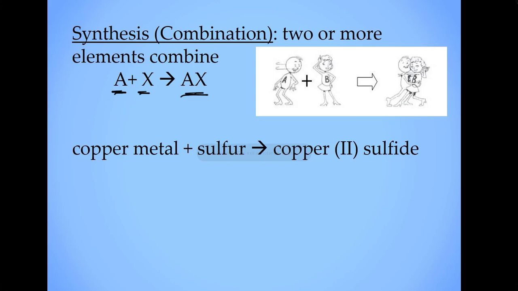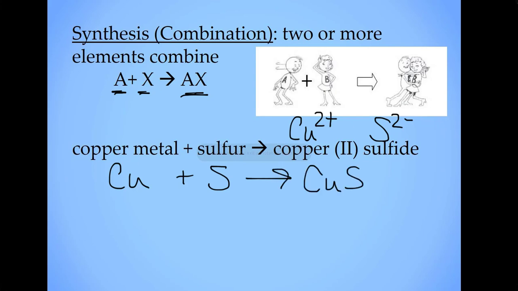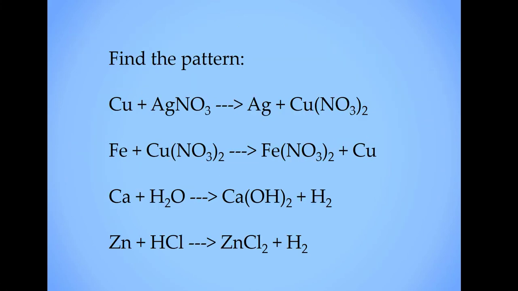For our example here, we can take copper metal, which is just the atom, and I can take sulfur, which is also just the atom, and I get copper(II) sulfide. Copper(II) has a plus 2 charge, and sulfur has an oxidation number of -2, so I can just stick those together. Notice I still have to use oxidation numbers. And then this is balanced. So this is our third type of reaction. What is the pattern?